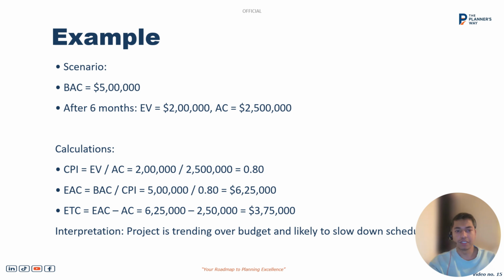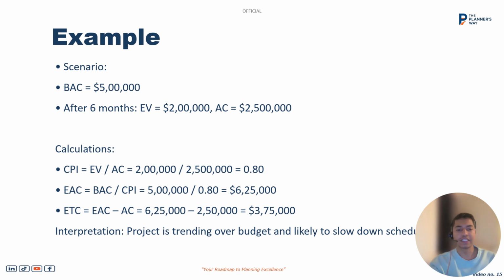Let's take an arbitrary scenario to discuss how the ETC and EAC are calculated in real-life projects. For this scenario, we have taken the budget at completion to be 500,000. After 6 months, while evaluating, we find the earned value is 200,000, and the AC, the actual incurred cost, is 250,000. Taking the calculations, the CPI is the division of EV by the actual cost, which leads us to a CPI of 0.8.